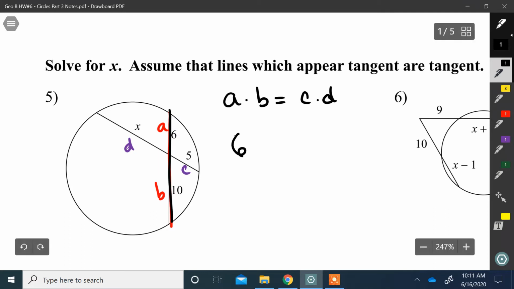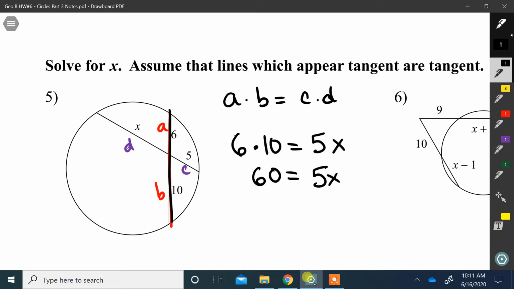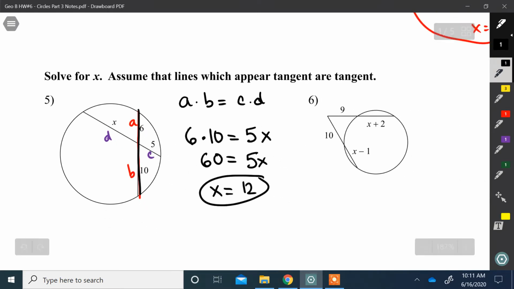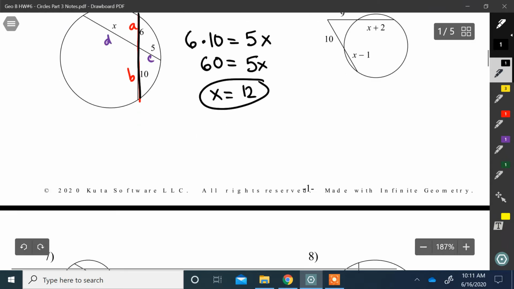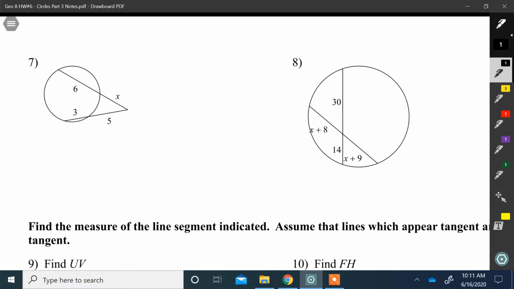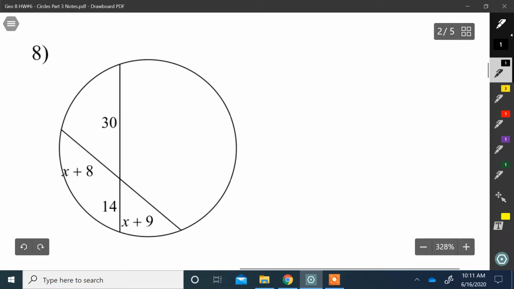So A in this case will be 6 times 10 is equal to 5 times x. 6 times 10 is 60. Then we have 5x. And then we just have to divide by 5, and that gives me x is equal to 12. And that is my answer for that one. Okay? I'll have you finish number 6. Go ahead and take a look at the formula sheet. See which one is the one you have to use. I'll do number 8 since it looks a little bit more difficult to do.